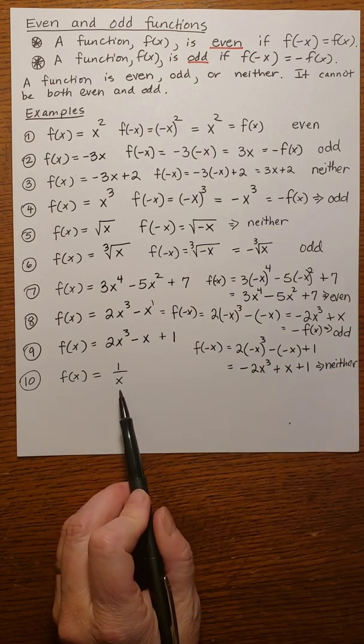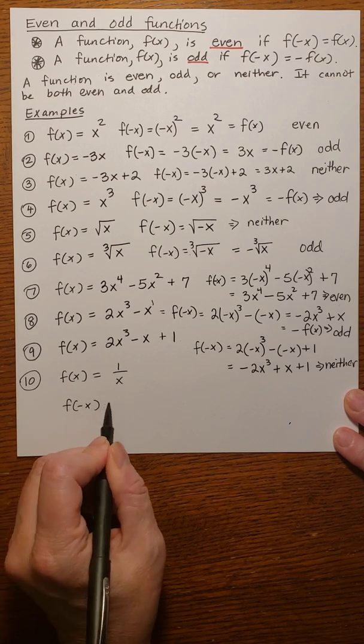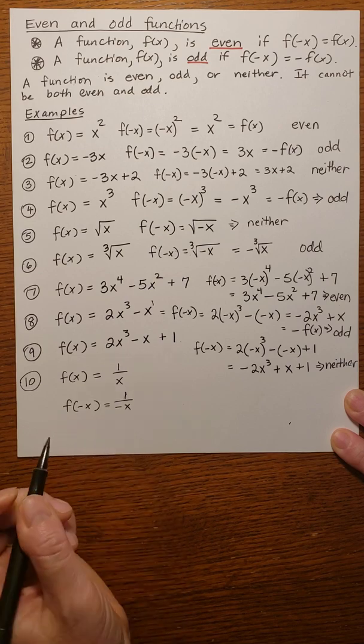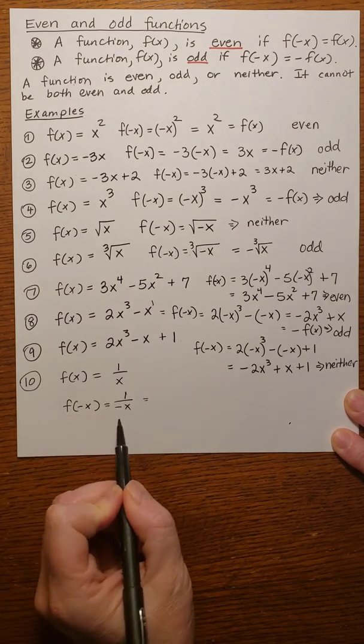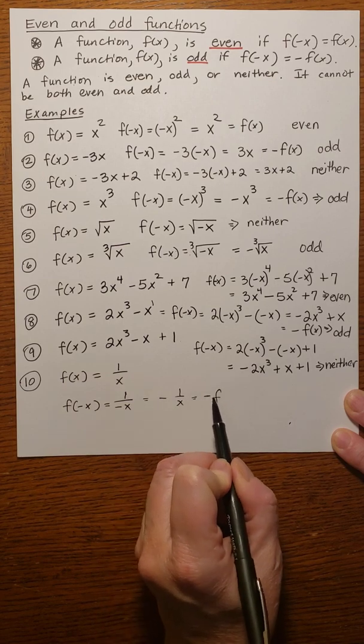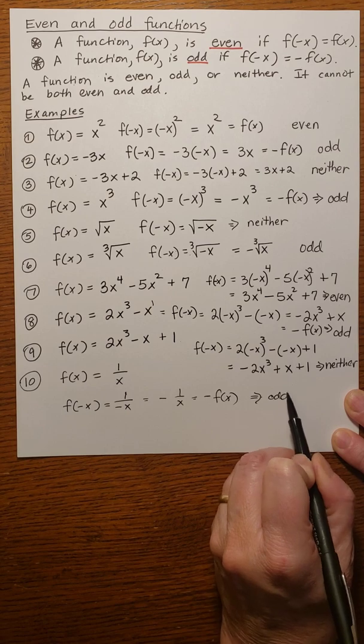In this example, our last example, f of minus x is 1 over minus x, and I can pull that negative out front, so I get the negative of my original function, so that means our function is odd.